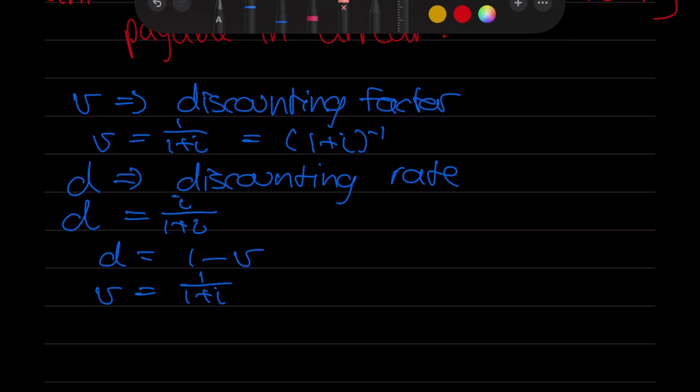So we'll start with this. This is our first step. And then what we're going to do is take 1 minus v, and on this side we're going to do 1 minus 1 over 1 plus i. But this 1 we can rewrite as, well, 1 is equal to 1. Am I right? That's a mathematical statement. So now we're just going to plug that in.